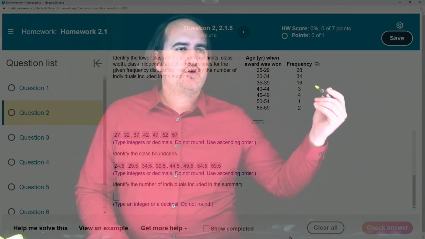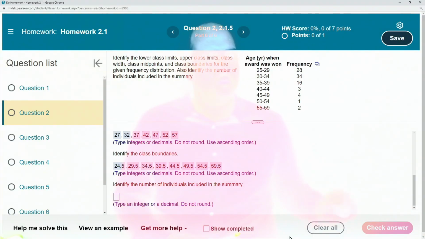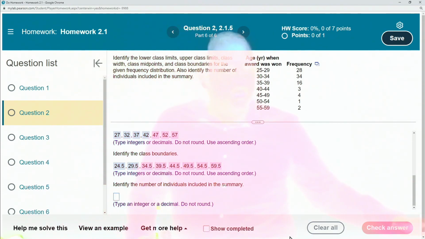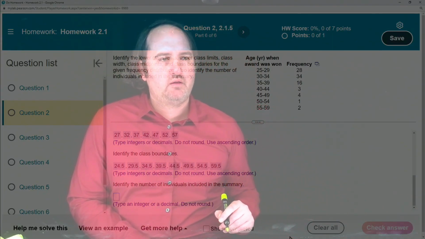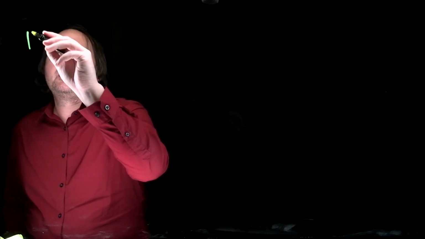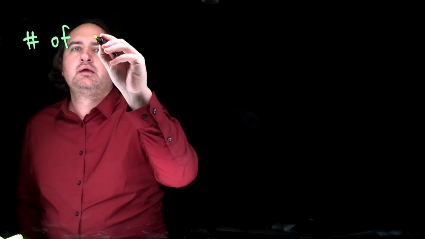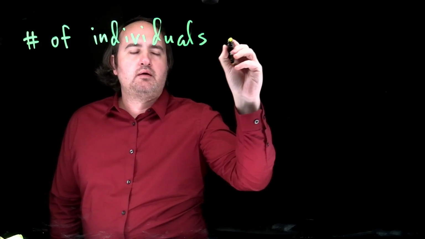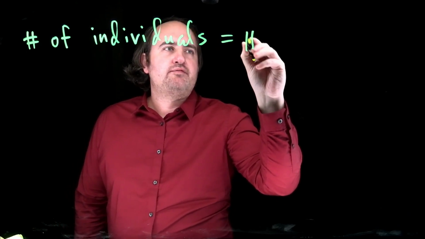Okay? So looking at these frequencies, we just need to add up all these numbers on our calculator. So we just add up this entire column, and that will give us the number of individuals included in the summary. Okay, so actually let me just go to my camera so I can write down the formula for you. So number of individuals is just another way of saying the number of data values.